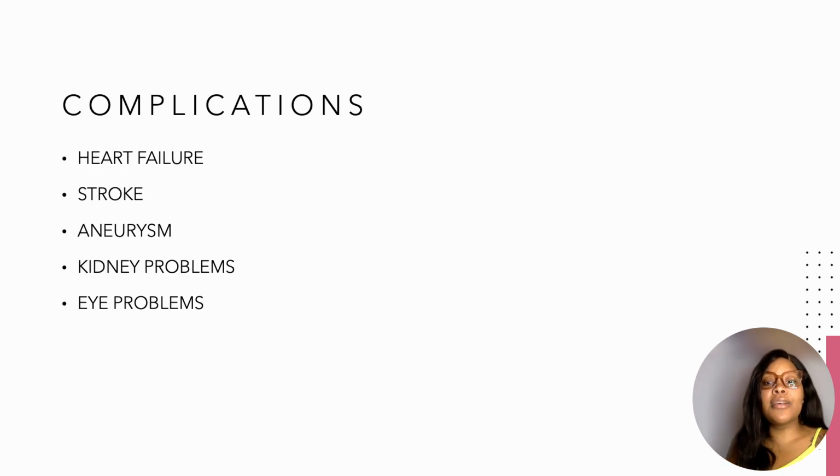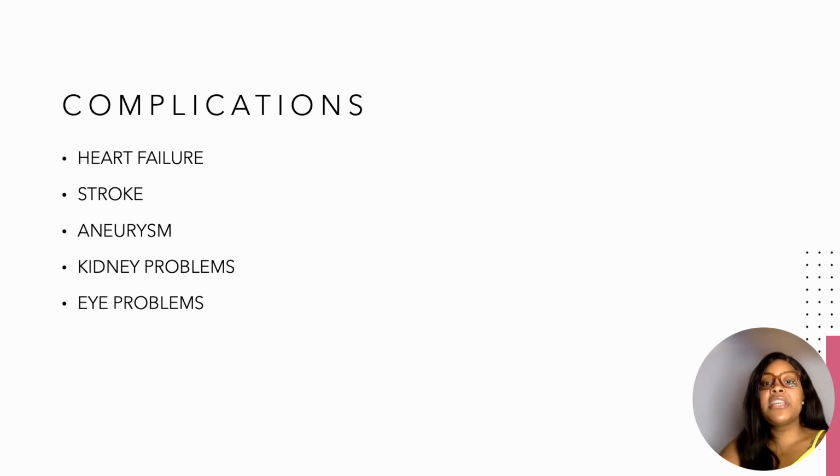All right, so what are some complications of uncontrolled hypertension? Heart failure. So what happens with heart failure? The heart has to work harder to pump blood against the increased pressure, which can weaken the heart muscle over time, leading to heart failure.